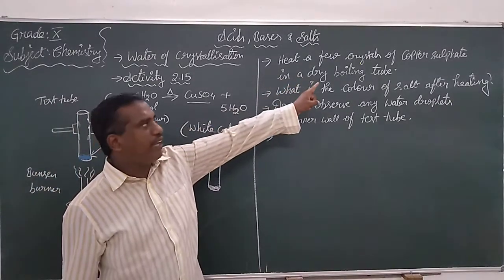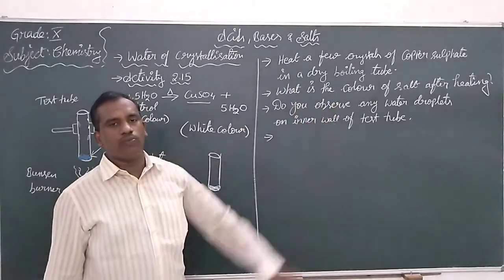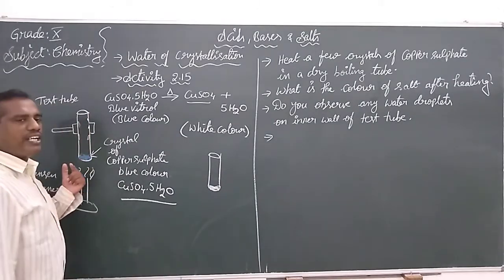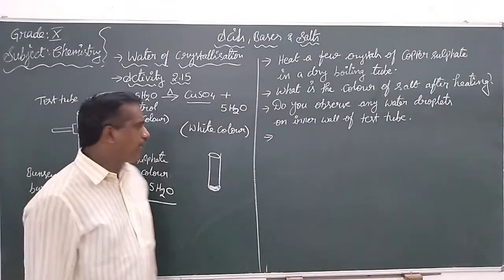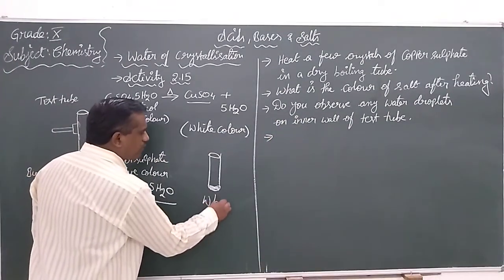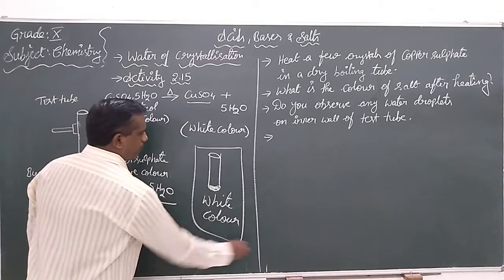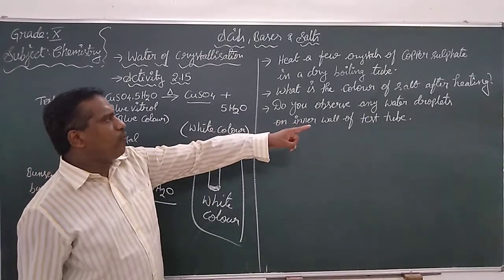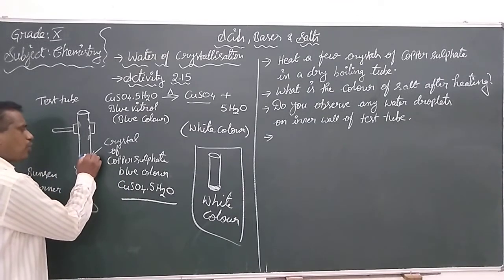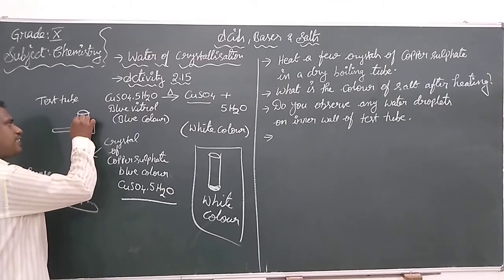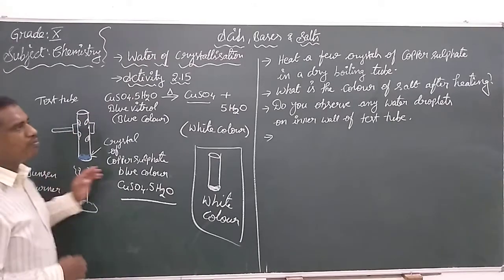See, heat a few crystals of copper sulfate in a dry boiling tube. We are going to heat copper sulfate in a dry boiling tube. What is the color of the salt after heating? White color. Do you observe any water particles on the inner wall of the test tube? Yes, the water molecules evolve from here. They are sticking on the inner parts of the test tube.